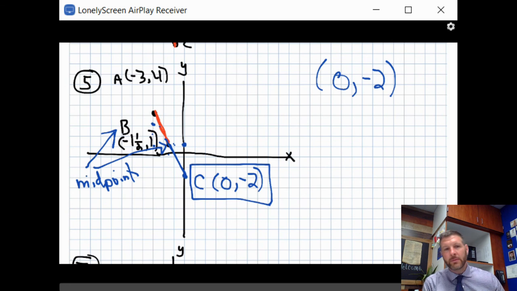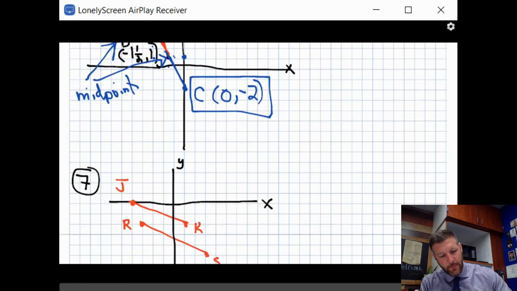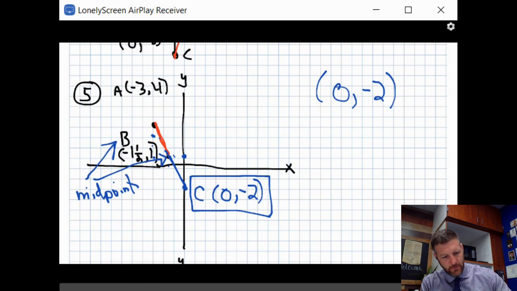So slightly different than the number 3 because they're giving you the midpoint and the endpoint, and you actually have to deduce what the other endpoint is. So I personally like to do it this way. I'm going to show you one other way as an example.